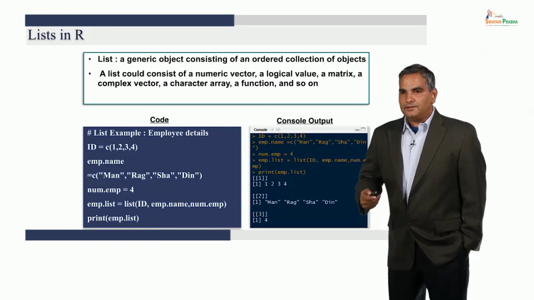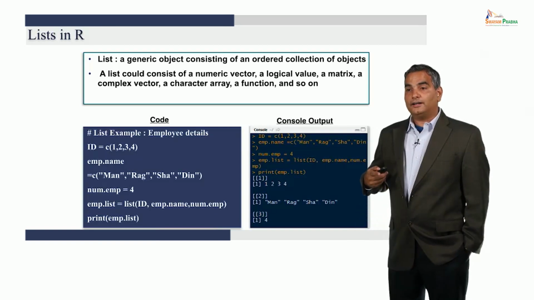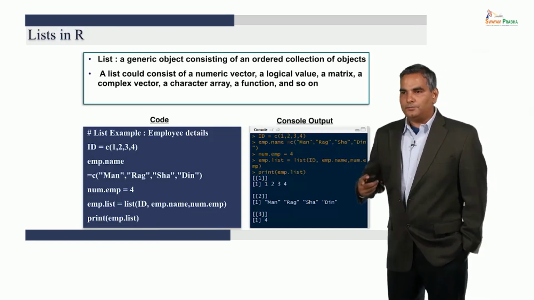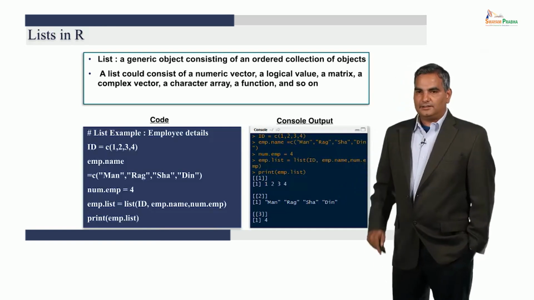But as I mentioned before, list generalizes this concept. It's a generic object consisting of an ordered collection of objects. Because it is an ordered collection of objects, each of these objects could be of different form. And we see that in this example here.